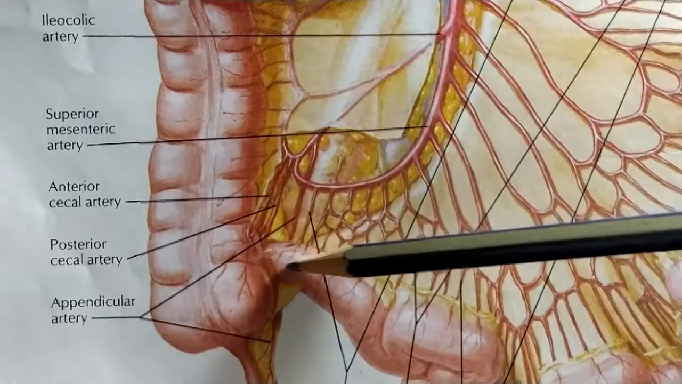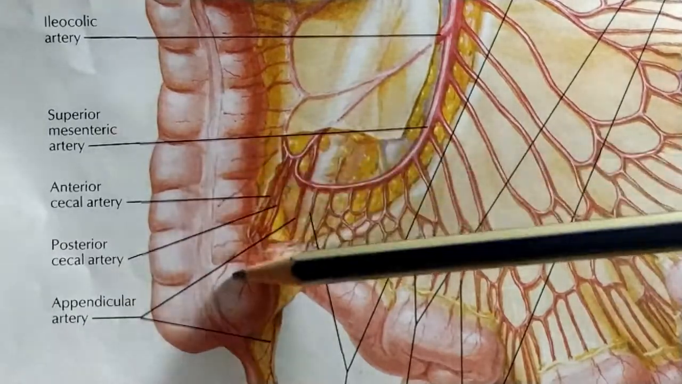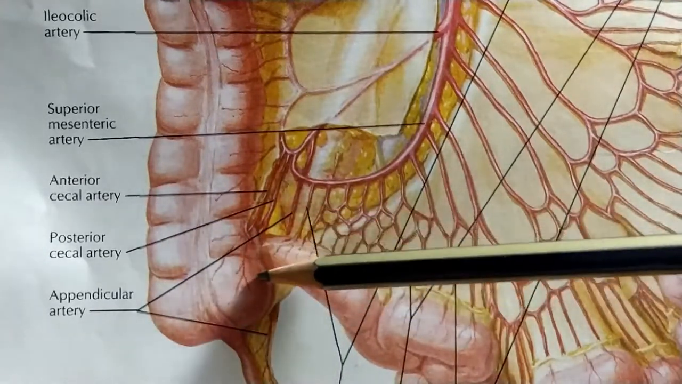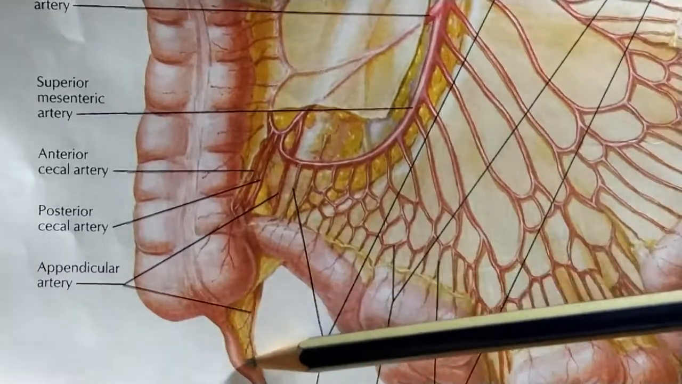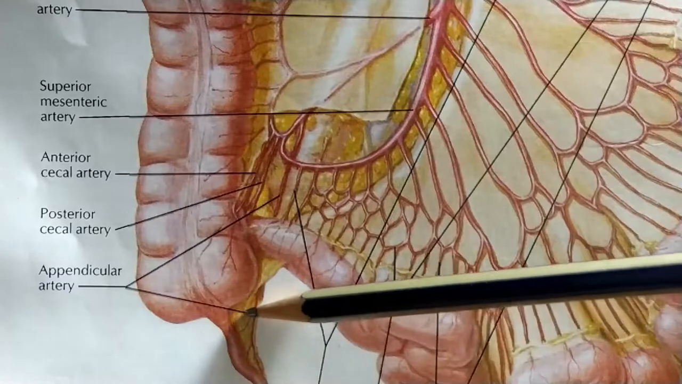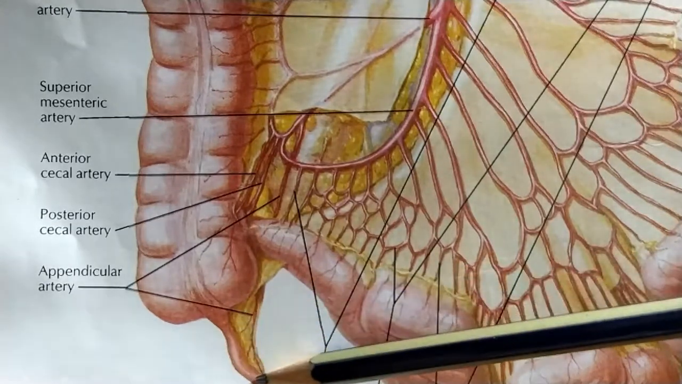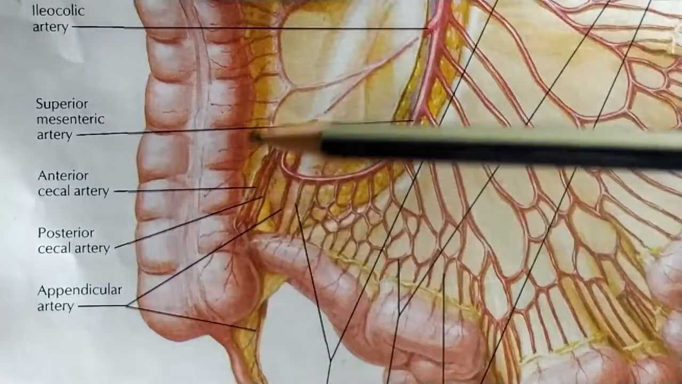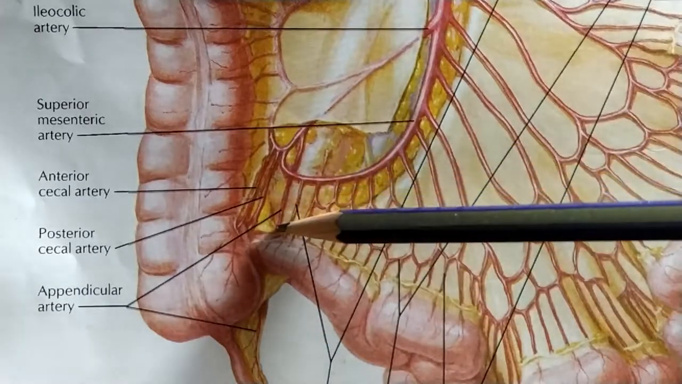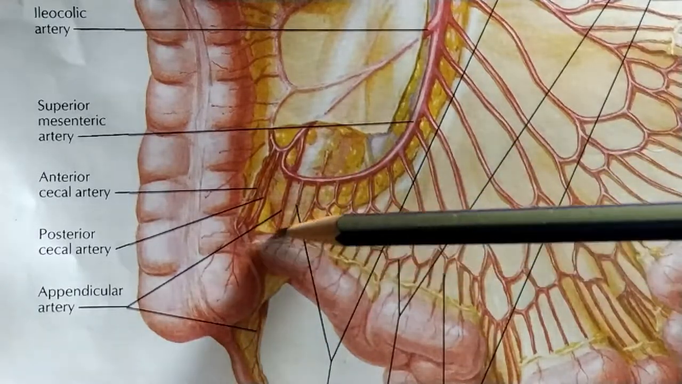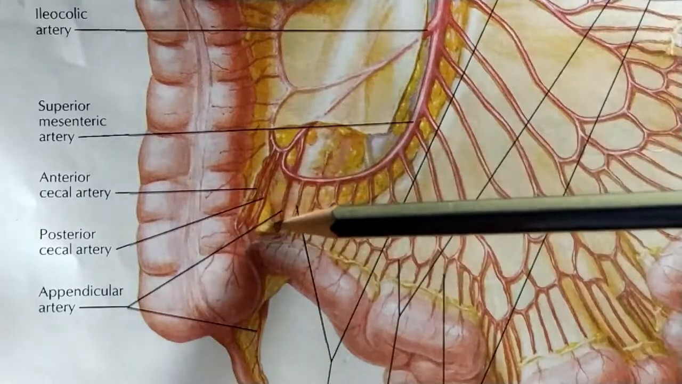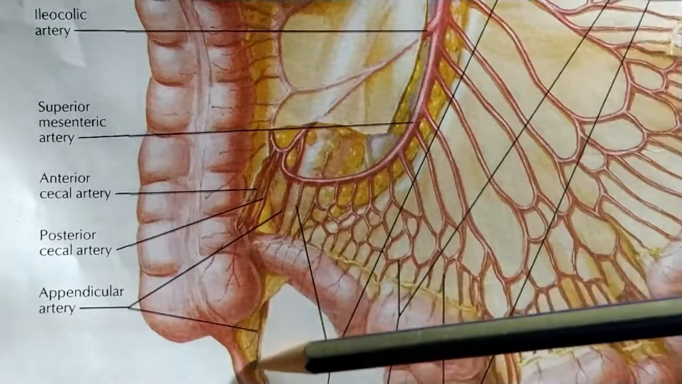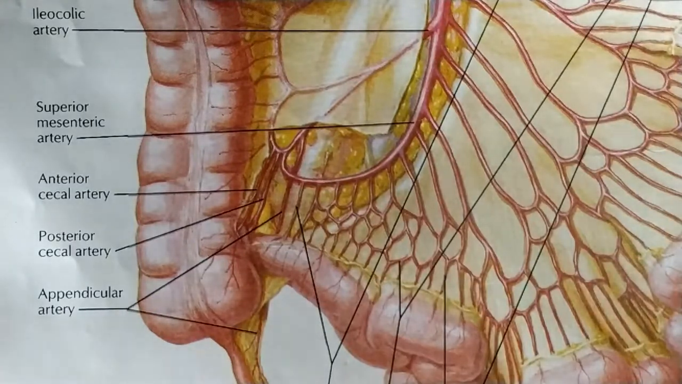has two branches. One ascends to the posterior layer of the cecum, and the other, the inferior branch of the cecum, goes inferiorly and forms the appendicular artery. Here is the appendicular artery, which gives supply to the appendix. So the appendicular artery is a branch of the inferior cecal artery, and the inferior cecal artery goes posterior to the ileum. Here you can see the ileum, and the appendicular artery goes inferior to the ileum and gives supply to the appendix as an appendicular artery.